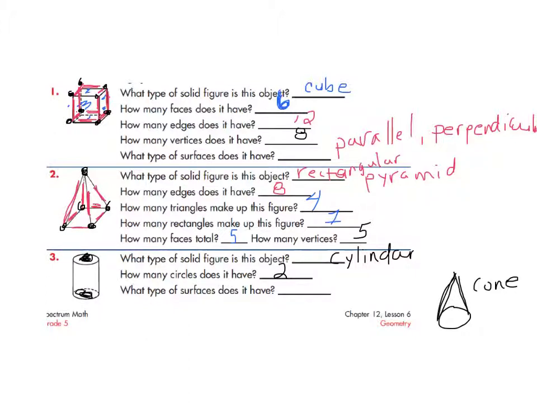And what other types of surfaces does it have? Well, they're all curved. So they are not parallel, they are not perpendicular, and they are not intersecting. So when you have curved shapes, none of those characteristics or those attributes apply. So that's what we call a non-example. It shows what parallel, intersecting, and perpendicular faces are not.